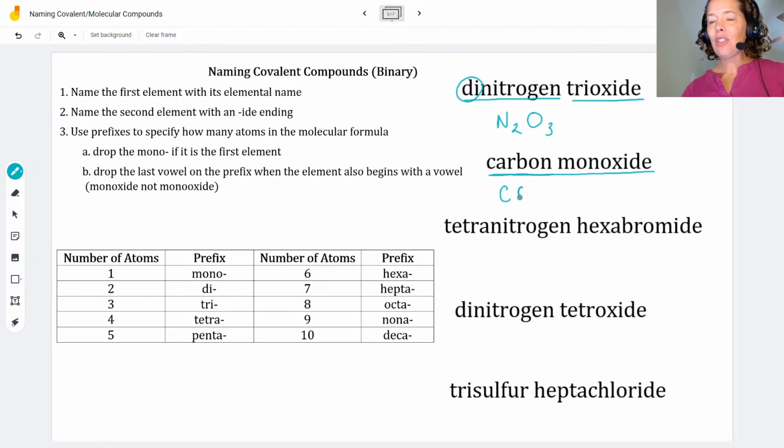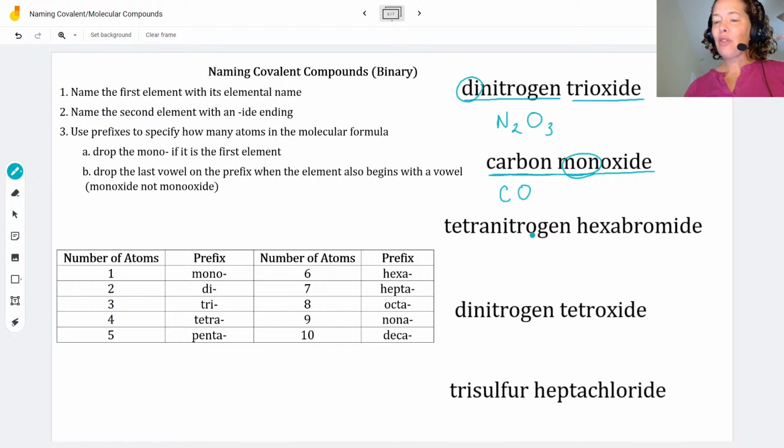Oxide is oxygen. How many do I have? I have mono. And remember, this one's simplified to monoxide instead of monooxide. So I just have 1 oxygen. So carbon monoxide is CO. Again, that's a good one also to help remember your rules as well. So let's go on to my next example. Tetranitrogen hexabromide. Okay, we're getting into fantasy compounds now.